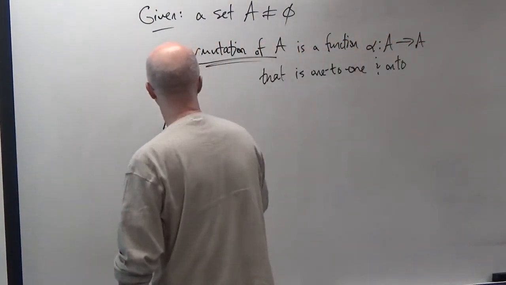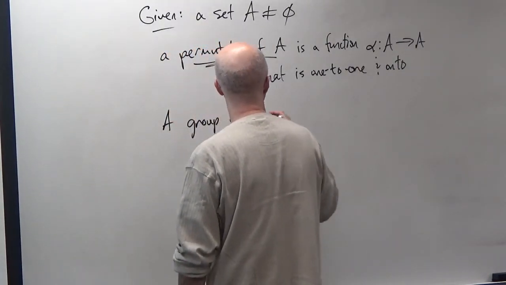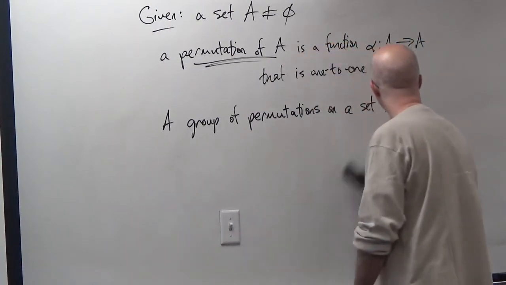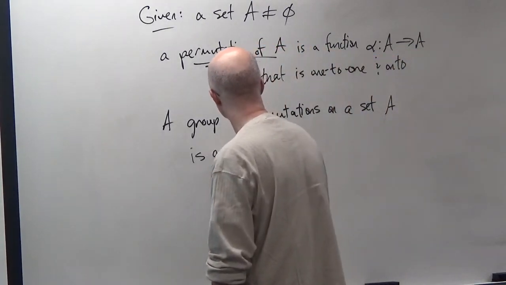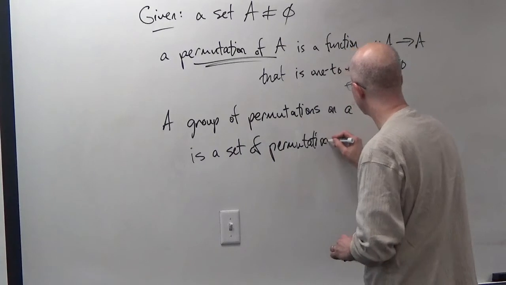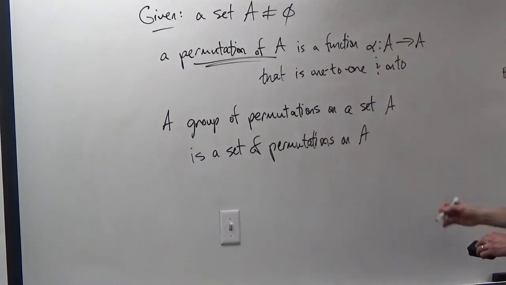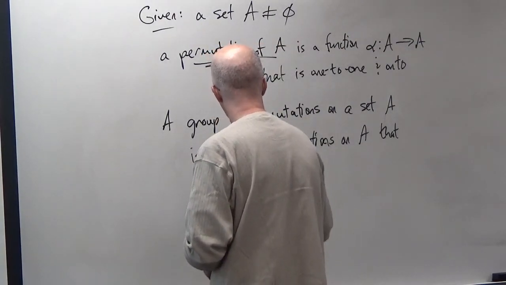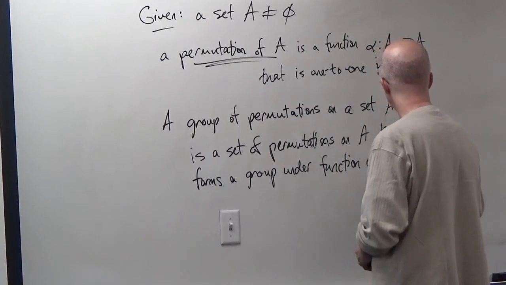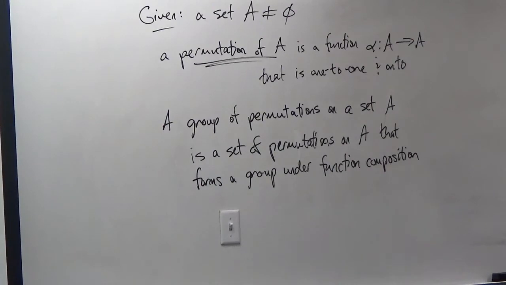A group of permutations on a set A is a set of permutations on A, so a collection of functions from A to itself that are one to one and onto, that forms a group under function composition. Function composition is the group operation. In particular, the main things you've got to verify are closure, the identity being in there, and inverses of every element being in there. Associativity is going to follow automatically because function composition is definitely associative.